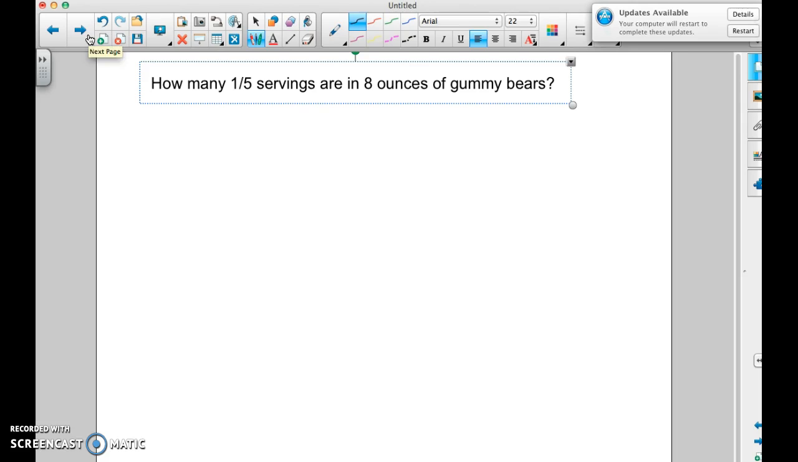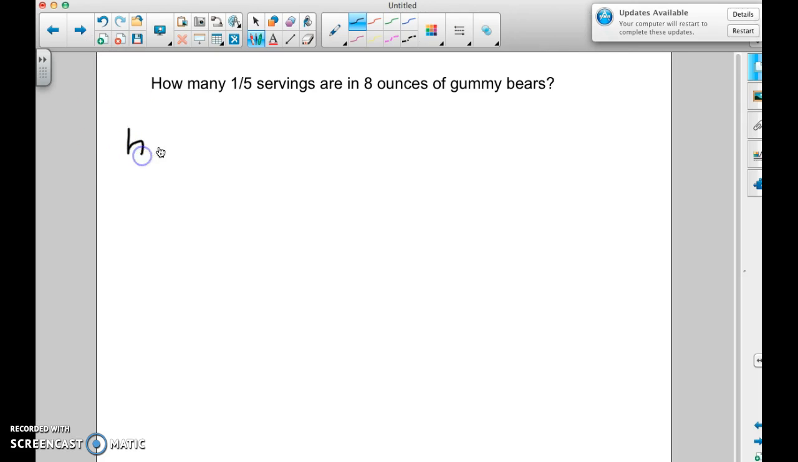How many 1/5 servings are in 8 ounces of gummy bears? How much do I have? Do I have a 1/5 or do I have 8? What am I trying to do with that 8? Divide it into 1/5 servings. So I have 8 divided by 1/5.